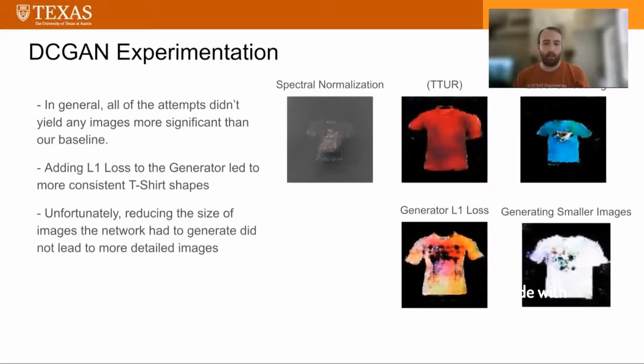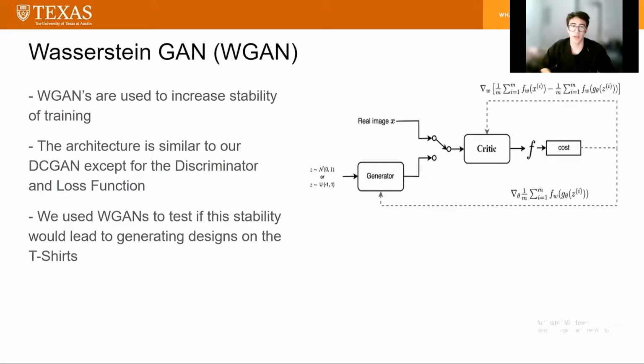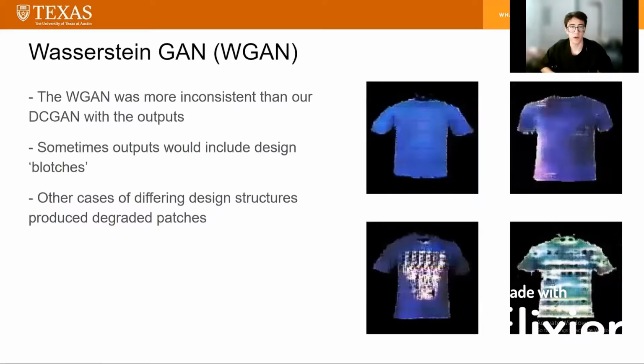Now for the next portion of our presentation, I would like to briefly discuss two more models that we used for t-shirt generation. The first of these two is called the Wasserstein GAN, which is used in practice to increase the training stability of generative processes. As a group, we hypothesized that utilizing this increase in training stability might help us produce t-shirts with designs on them rather than just monochromatic t-shirts. The Wasserstein GAN we found actually was less consistent in producing structurally sound t-shirts than the deep convolutional GAN. However, our hypothesis was slightly correct in that the Wasserstein GAN did produce t-shirts with designs on them.